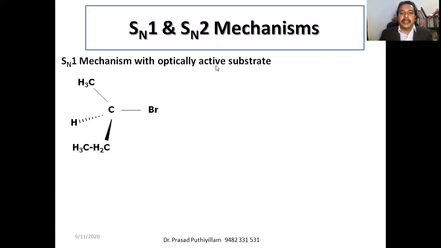So it is an optically active substrate because the central carbon atom is connected to CH3, Br, hydrogen, and CH2CH3, all different. So it becomes a stereocenter. A stereocenter carbon atom will rotate the plane polarized light.